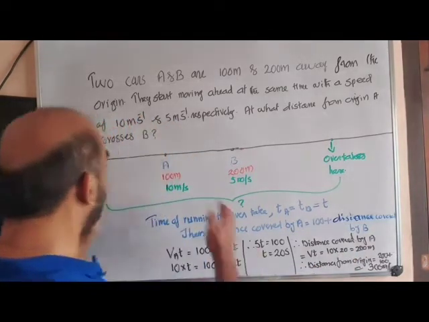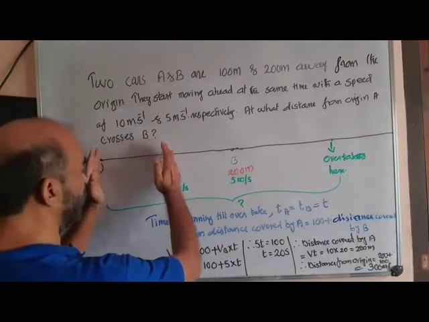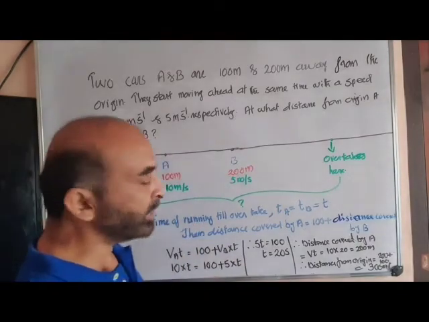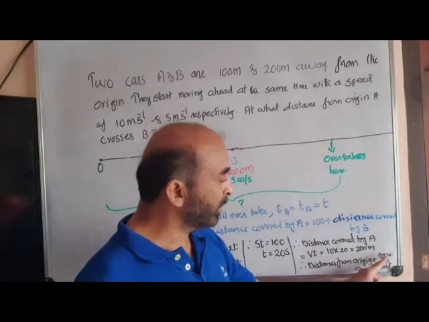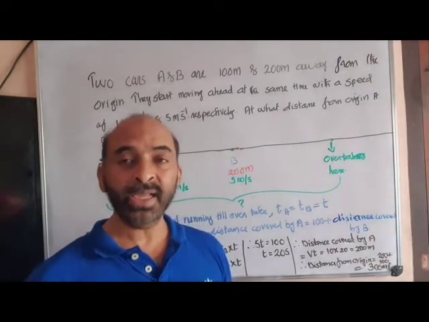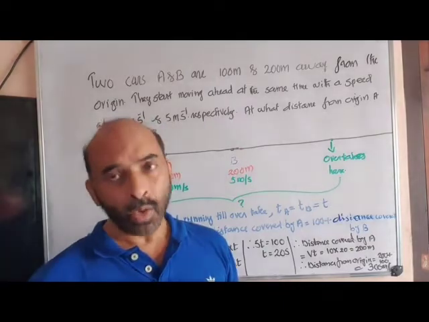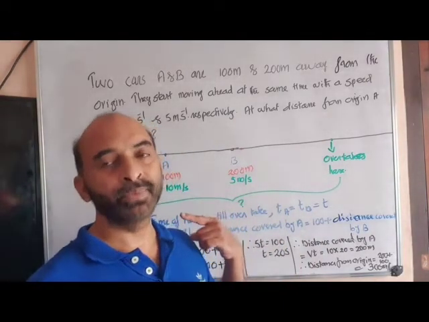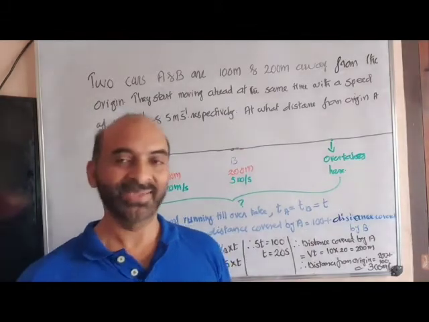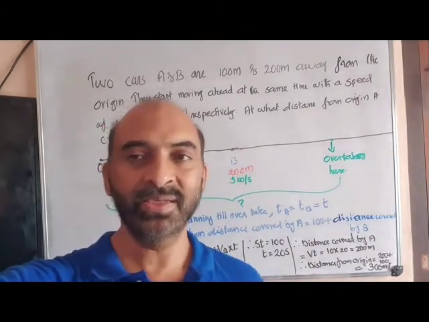But A is 100 meter away from the origin, so you have to add that to get the total distance of the journey. Distance from origin: 200 plus 100, 300 meter is the distance of the event of overtaking from the origin. That's it. Hope you understood that.